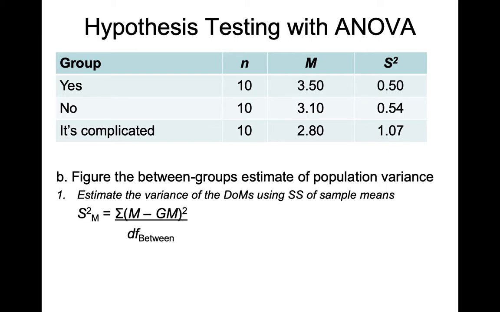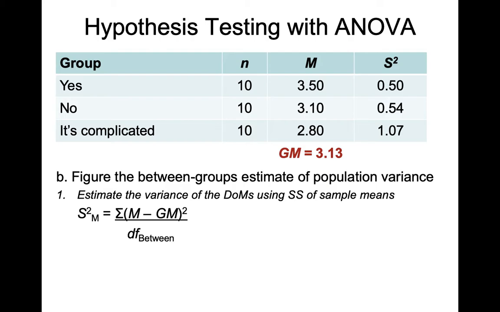Okay, so the first thing, we're just going to calculate our variance of the distribution of means, and we do this by getting our sum of squares. So the first thing that we need is our grand mean. To get our grand mean, we just average 3.5, 3.1, and 2.8. That gives us an average of those three means of 3.13.